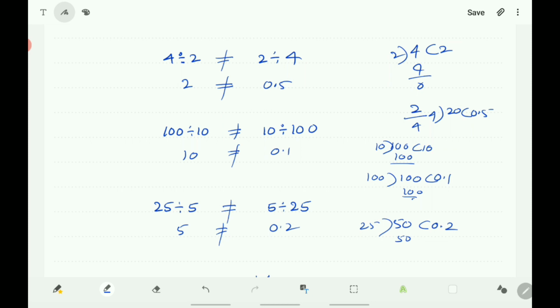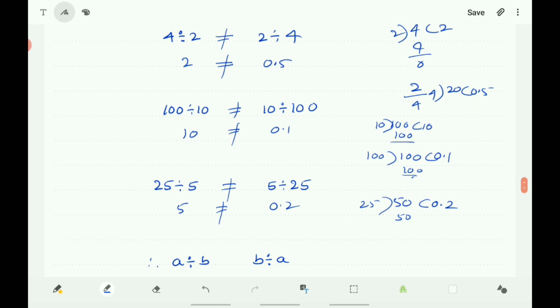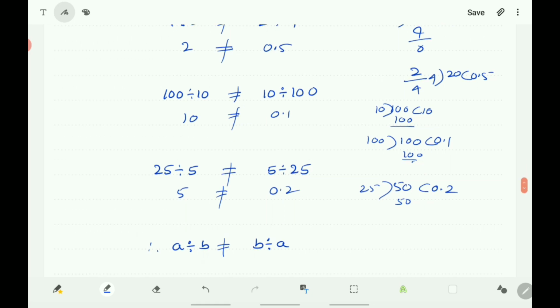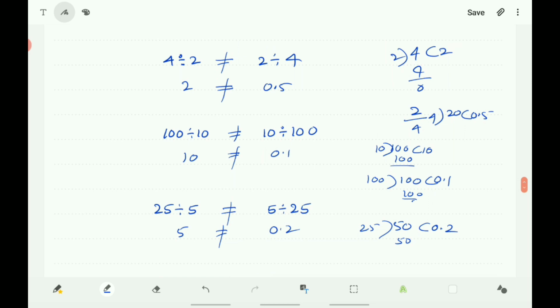So by this what you can see is, for all natural numbers A and B, A divided by B is not equal to B divided by A. Therefore you can conclude that division is not commutative for natural numbers. So which operations are commutative here? Addition and multiplication are commutative, and subtraction and division are not commutative for natural numbers.